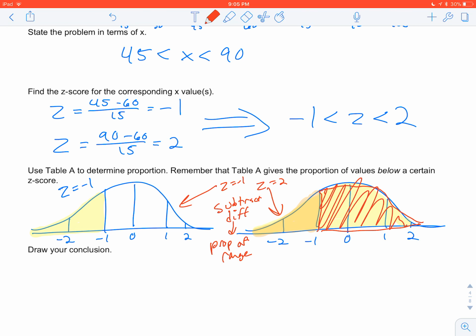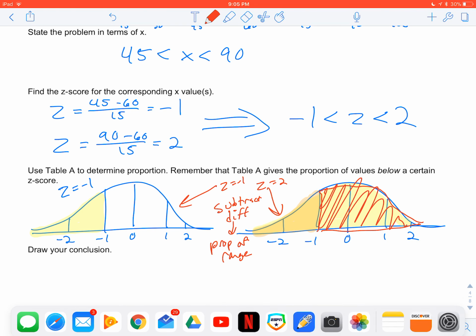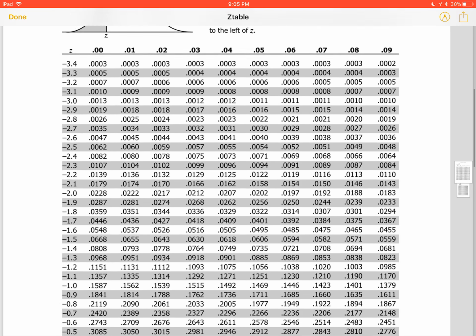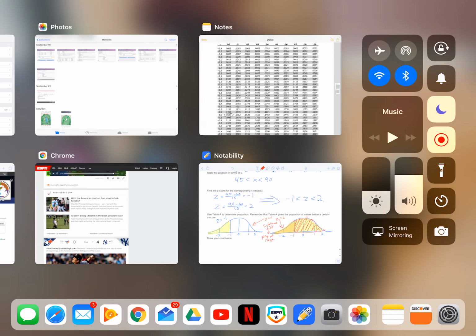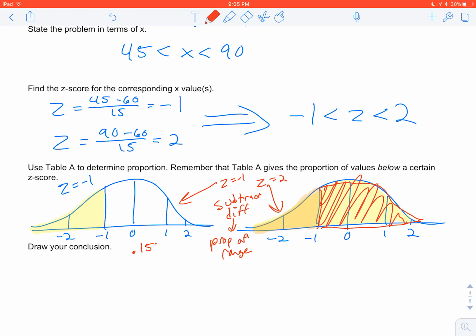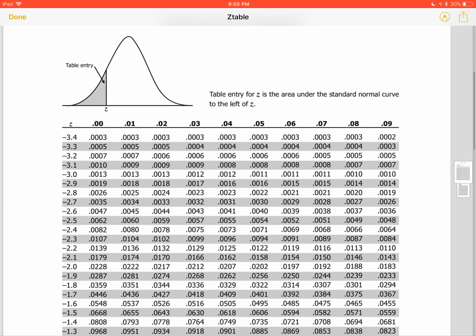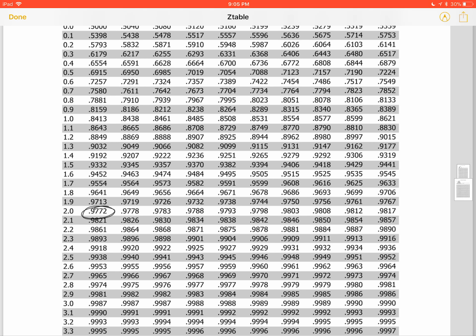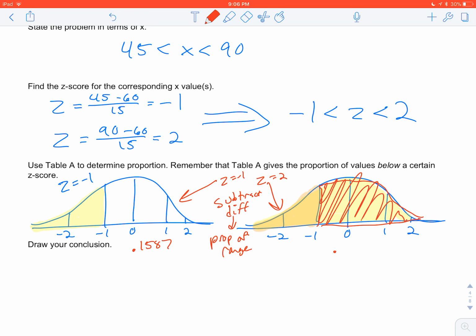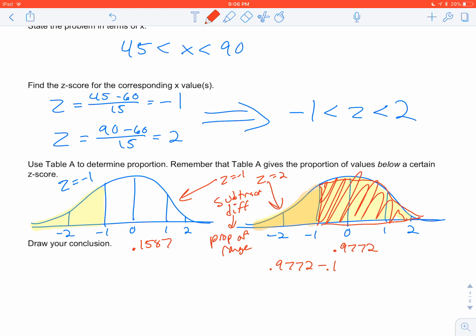Okay, so z equals -1, let's find that proportion, then z equals 2, we'll copy them both down. So go back to table A. So z equals -1.00, that's going to be 0.1587. Let's copy that down in our notes real quick. This is 0.1587. 2.00, go to the positive side of the table, 0.9772, right there. This is 0.9772. Now if you subtract those two numbers, what you're going to get is 0.8185 as your proportion between z equals -1 and z equals 2.